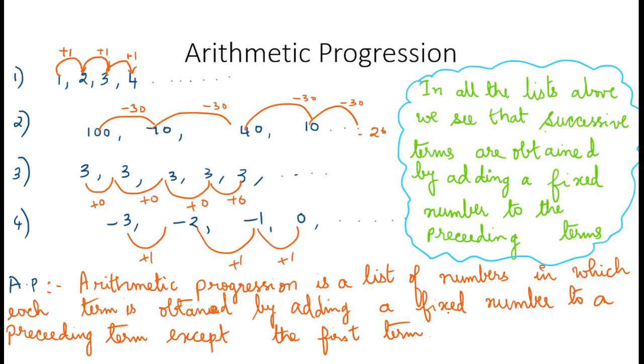You have to write it in your book. AP is nothing but a list of numbers. It is not about one or two numbers; there will be many numbers. It is a list of numbers in which we add a fixed number to the first term or the preceding term, meaning the previous term, to get the next term, except the first term. So the first number will be something, and to each number you add a particular number.